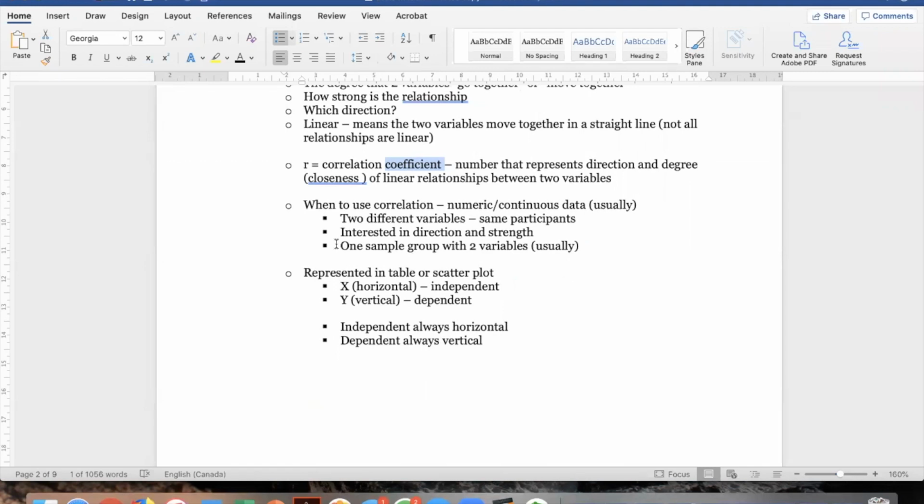I don't like the way they taught this. So the correlation coefficient is just a number that represents the direction that a relationship is going in and the degree, or how close it is to a linear relationship, between those two variables. You use this when you're interested in direction and strength. You have one sample group with two variables usually. You have continuous data.